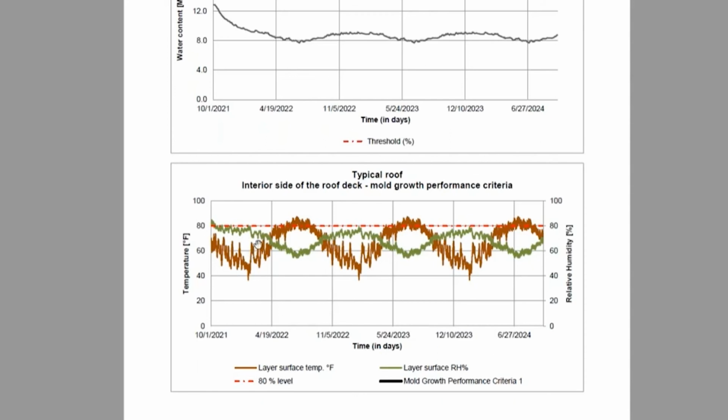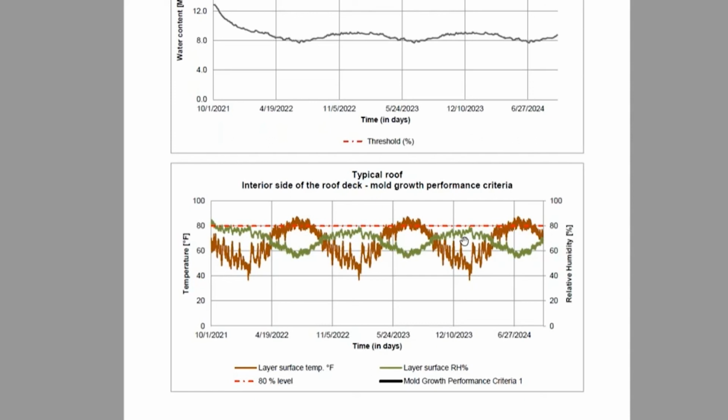Also, there is a relation between the level of relative humidity and temperature, and we use these indications to check for mold growth. As you can see, there is a black line below, labeled mold growth performance criteria, and on the level of 80, if there is any risk of mold growth, then we will have black dots, and the black dots will appear when we meet the criteria of the mold growth.